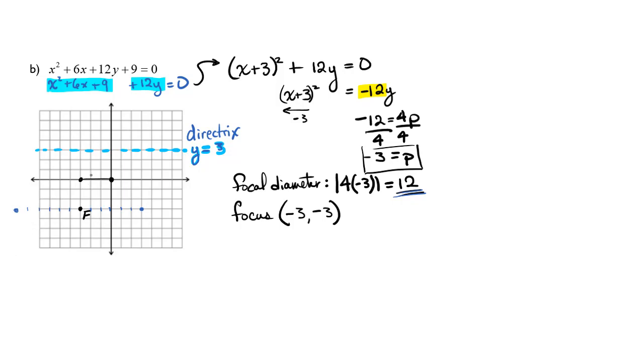And now I can just sketch my parabola. It's opening downwards and curving about the focus, and it is curving away from the directrix. The vertex, we could say, once we've sketched it, is (-3, 0).